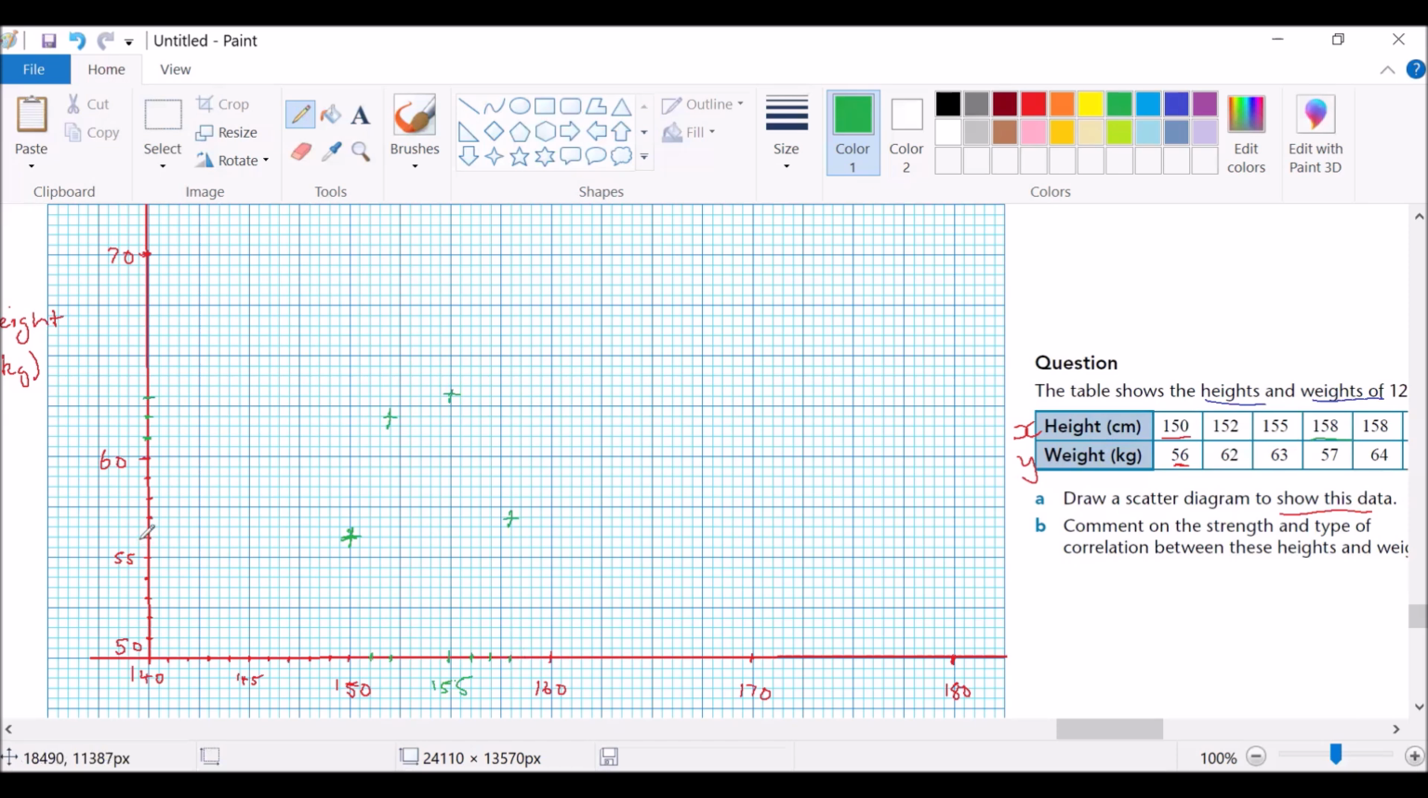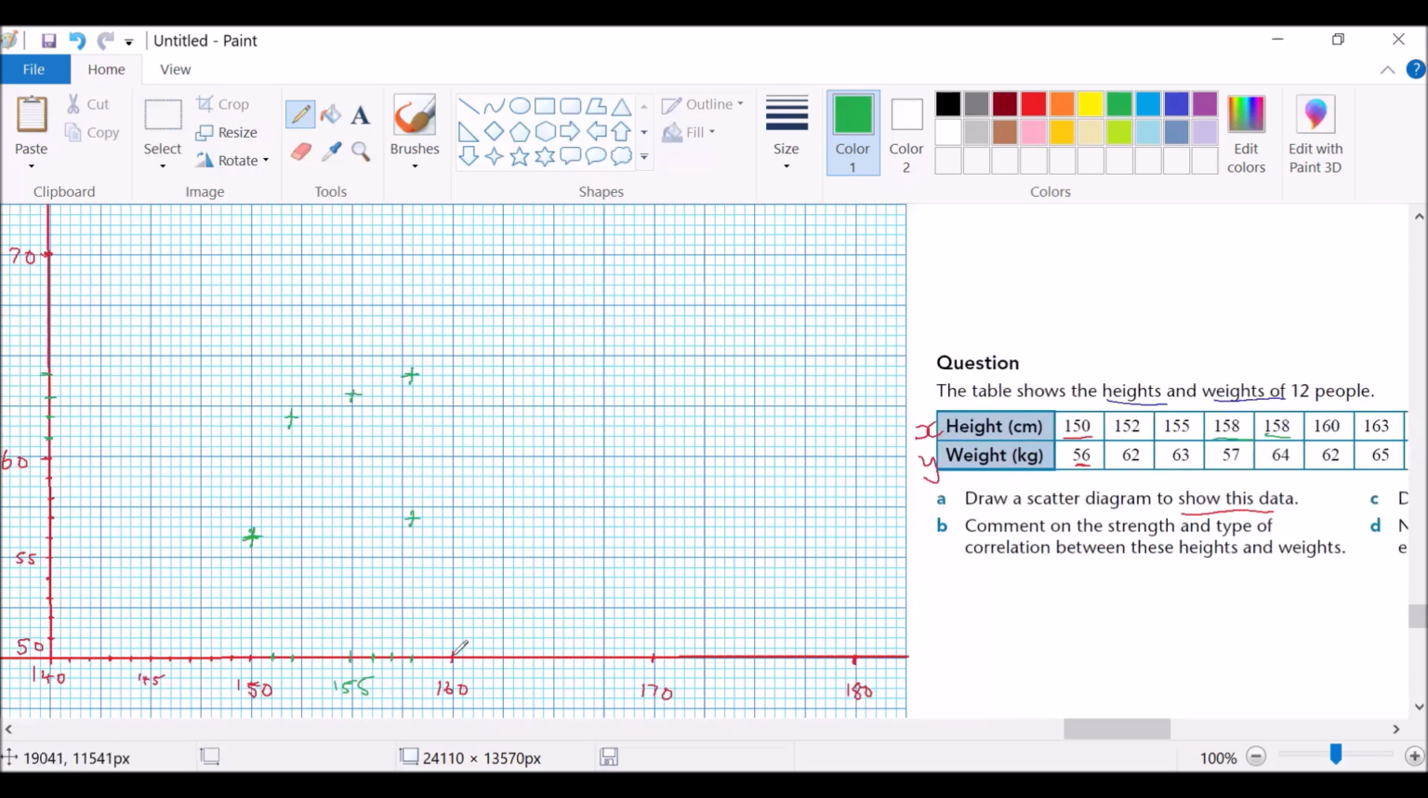158, 57. Okay, our next point, 160 is there corresponding to 62. 60, 61, 62. So this is the point we are looking for: 160 on the x and 62 on the y.